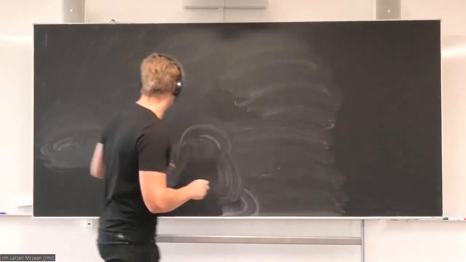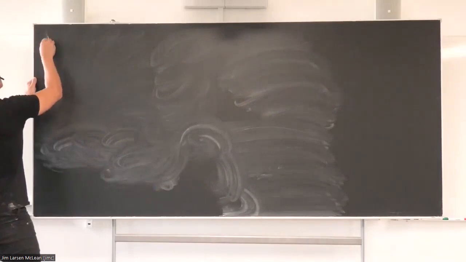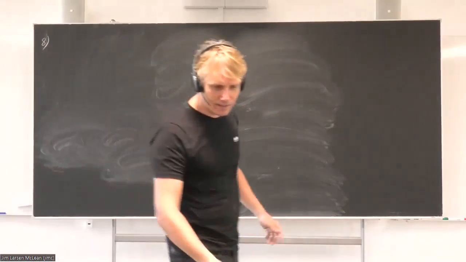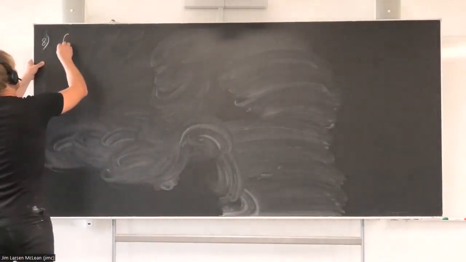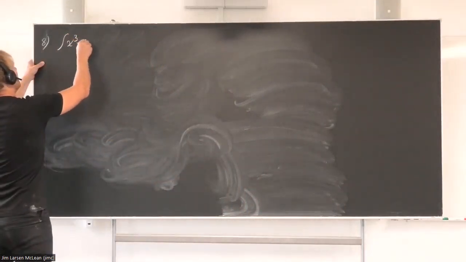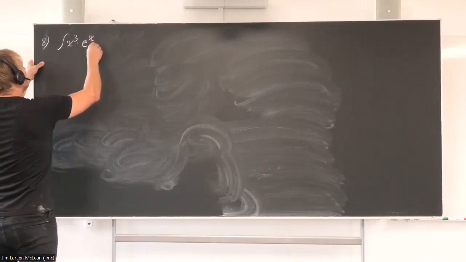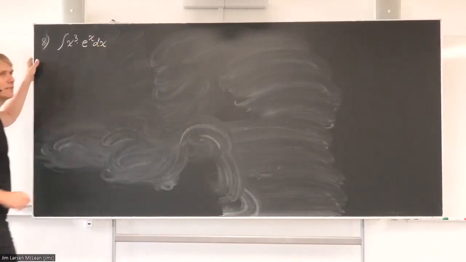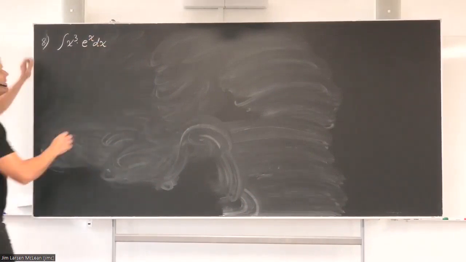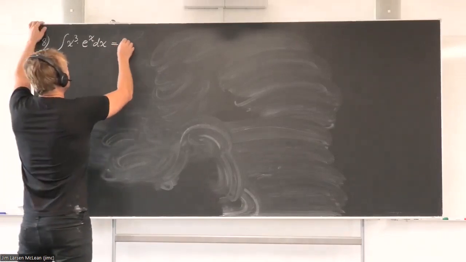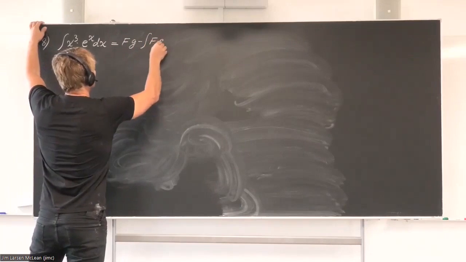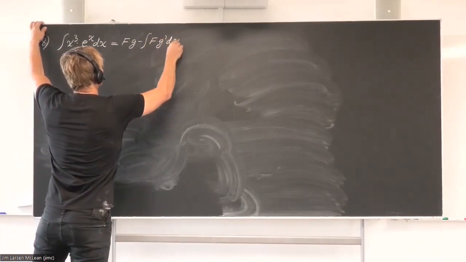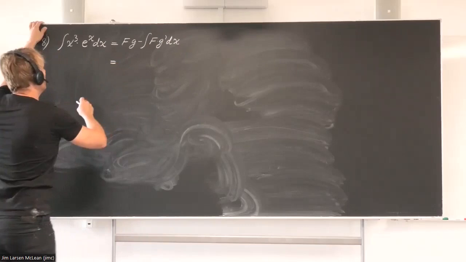All right, so task 8. We have an integral called x cubed times e to the x. And it's actually just as easy or difficult as the other one. You just need to take one more step, because again, I need to use this rule here: capital F times g minus the integral of capital F times the derivative of g. And then you just get started.